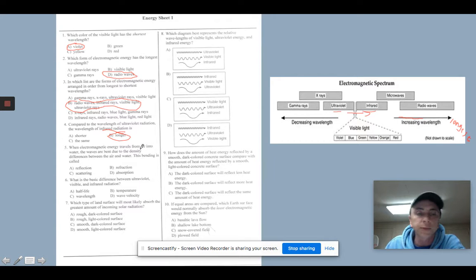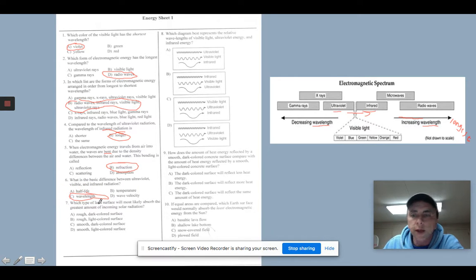Number 5, when electromagnetic energy travels from air into water, the waves get bent. As soon as you see the word bending, immediately bending, refraction. Number 6, what's the basic difference between UV, visible, and infrared? What you should be looking at on this chart, all of these things are different by their, and it's right on the chart, wavelength, which is choice C.